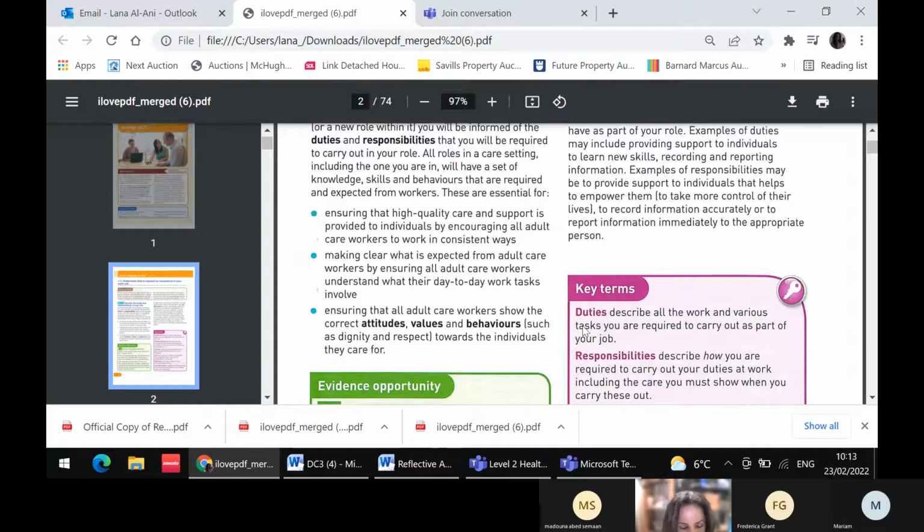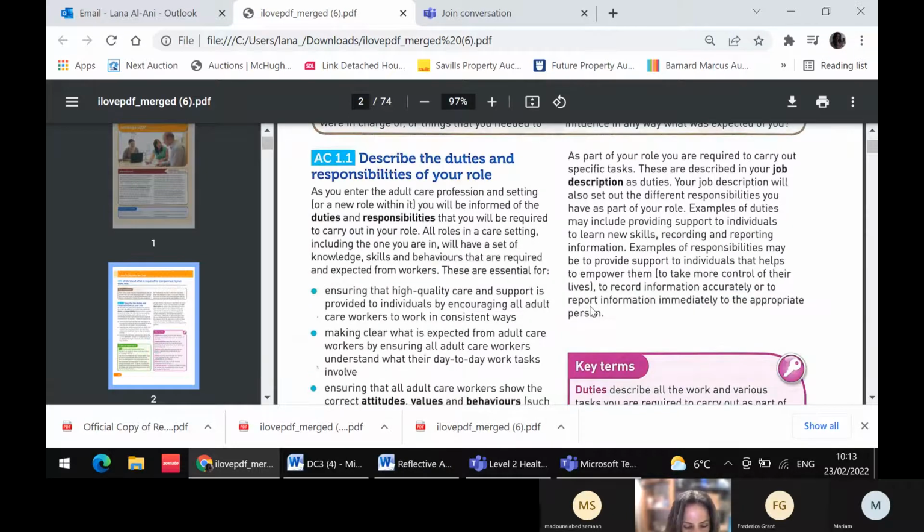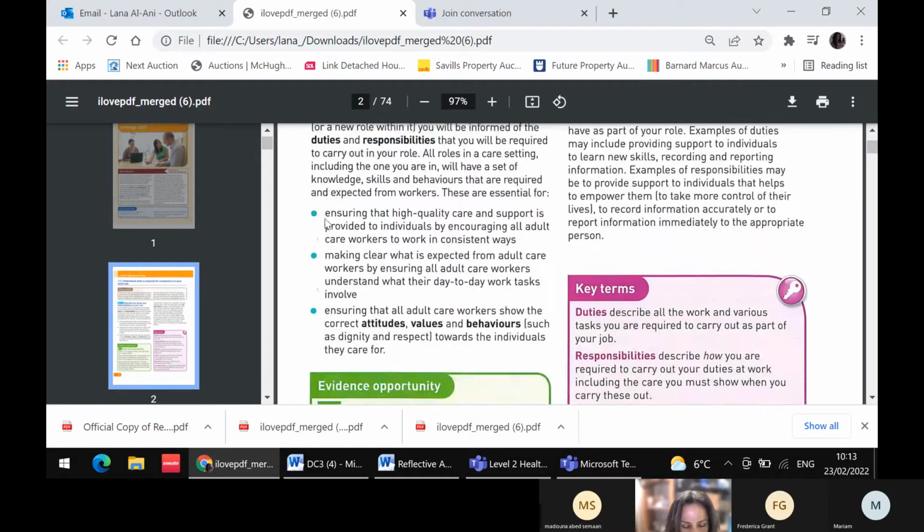And as you said, we safeguard them, we take responsibility for their health, and also we give them medication, we feed them. If they need anything else done, we work around them, so we put them in the center of our work. So here it says, we ensure that high quality care and support is provided to individuals by encouraging all adult care workers to work constantly and in a consistent way.